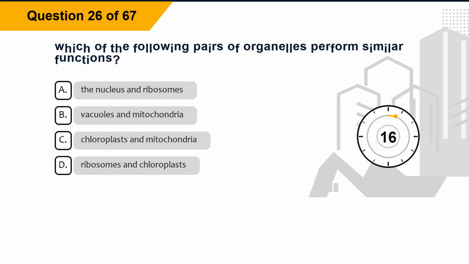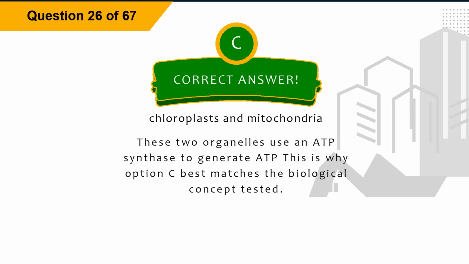Question 26. Which of the following pairs of organelles perform similar functions? Option A, the nucleus and ribosomes. Option B, vacuoles and mitochondria. Option C, chloroplasts and mitochondria. Option D, ribosomes and chloroplasts. The correct answer is option C, chloroplasts and mitochondria. Explanation: these two organelles use an ATP synthase to generate ATP. This is why option C best matches the biological concept tested.